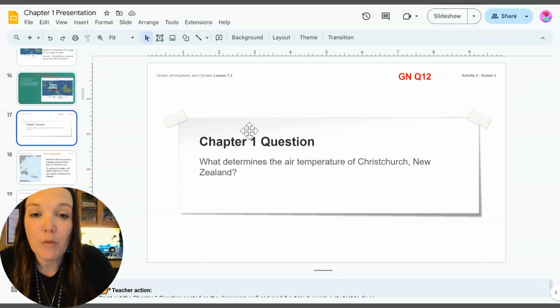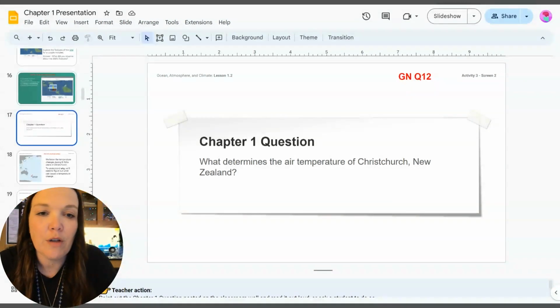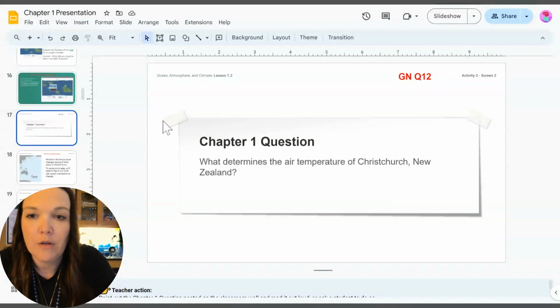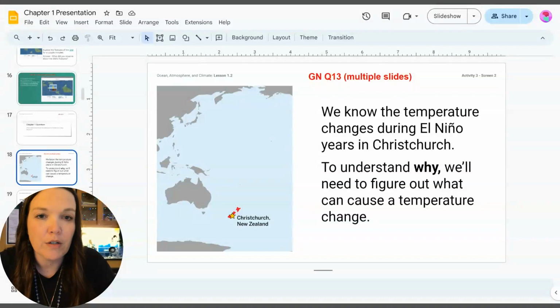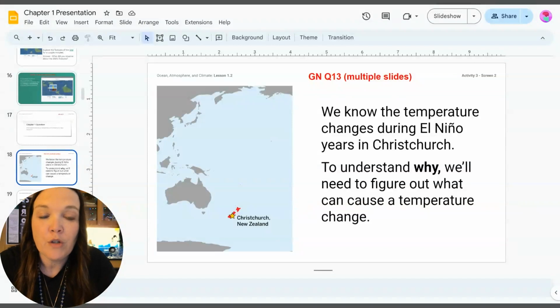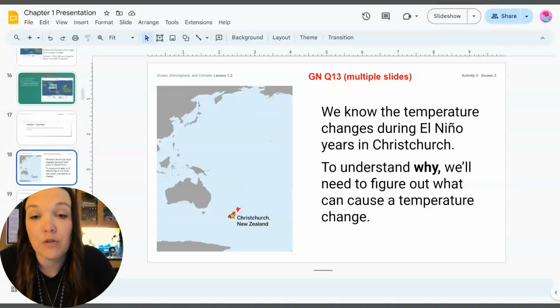But anyway, our chapter 1 question is, what determines the air temperature of Christchurch, New Zealand? Okay, so get that written down, guided notes question 12. Guided notes question 13 is going to be multiple slides, so just be prepared to fill in as we go. We know the temperature changes during El Nino years in Christchurch. To understand why, we'll need to figure out what can cause a temperature to change.